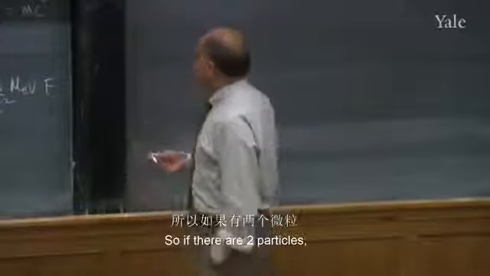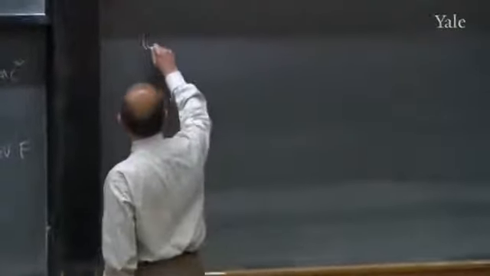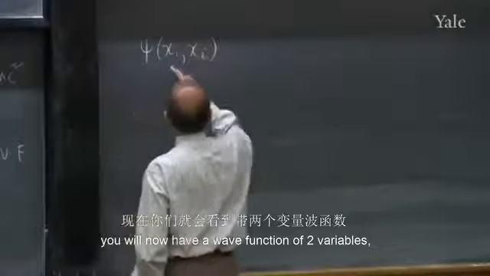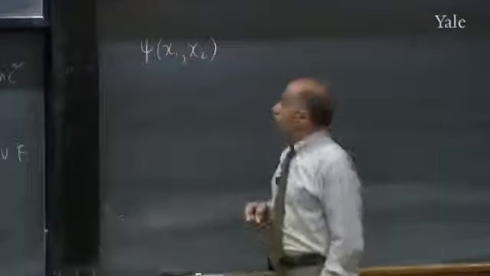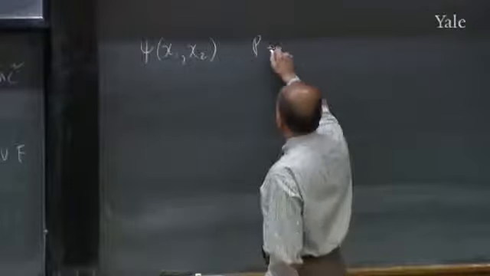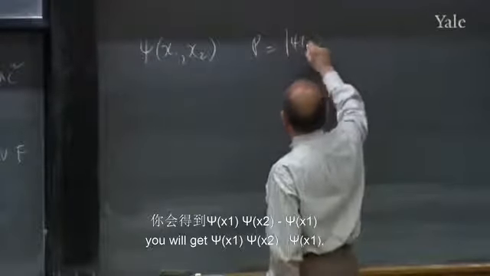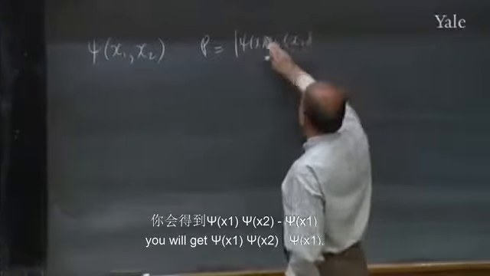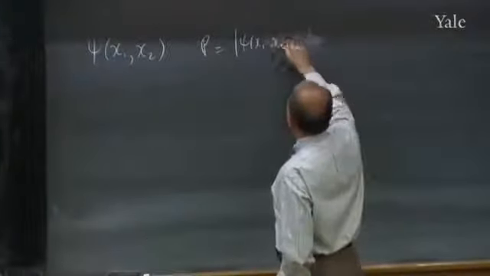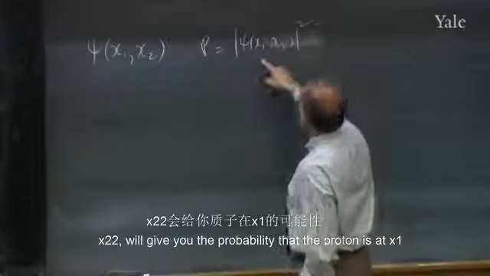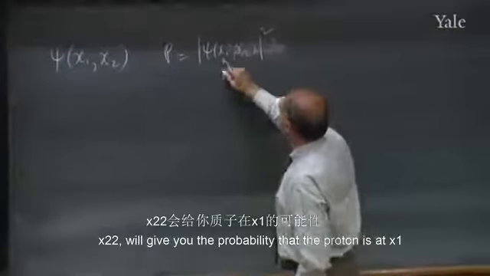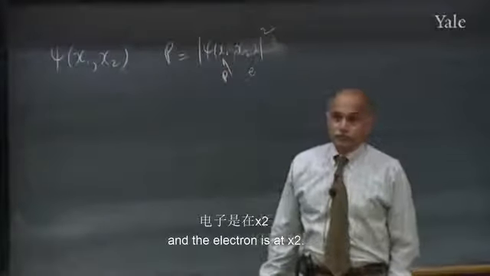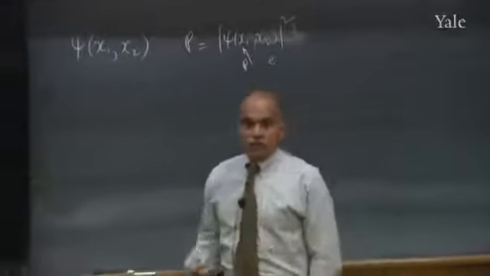So if there are two particles, let's say electron and a proton, you will not be surprised that you will now have a wave function of two variables. And if you square that wave function, psi of x1, x2, squared will give you the probability that the proton is at x1 and the electron is at x2. Right? You've got two things, you've got to give two probabilities.